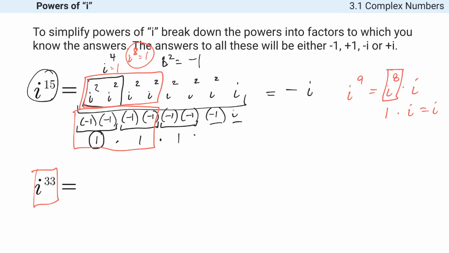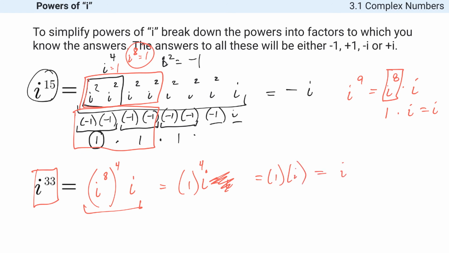Okay, so if I have I33, I would say that's the same as I to the 8th, and I'd actually have 4 of those, right? Because 8 times 4 is 32. So there'd be 4 of those, plus I'd have another I. So altogether that is I33, but I know that I to the 8th is 1, and 1 to the 4th is just 1, and 1 times I is just I. So I to the 33 is just I. Now I've done a couple questions where they both came out I's, but let me try a different one.